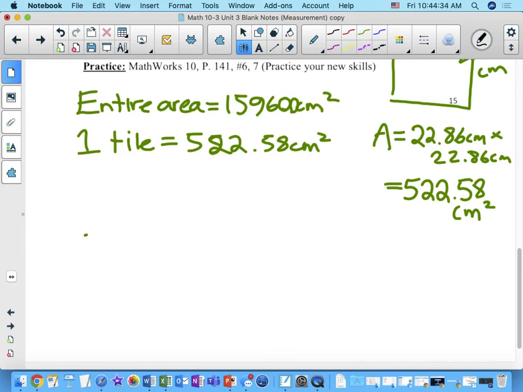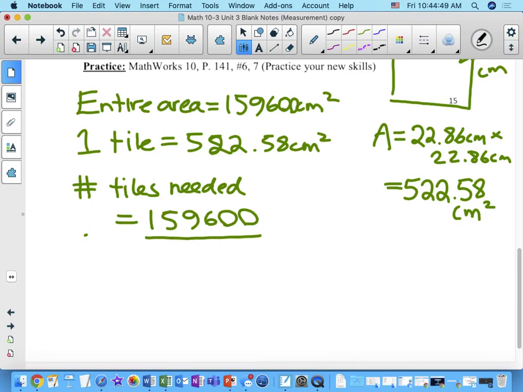Divide, yeah, right? So the number of tiles needed is going to be the total area divided by the amount of area each tile covers. Which is, I don't know, how much is that? Yep. 305.39, okay, even better.